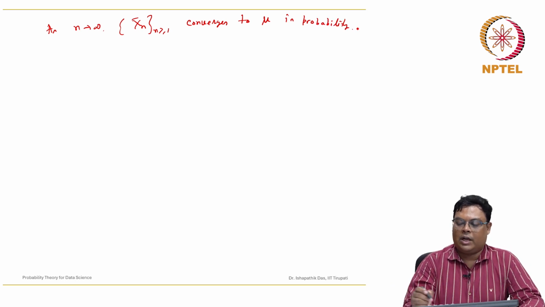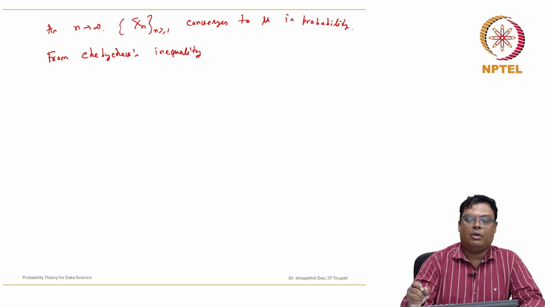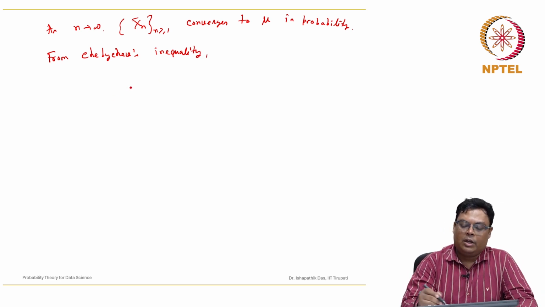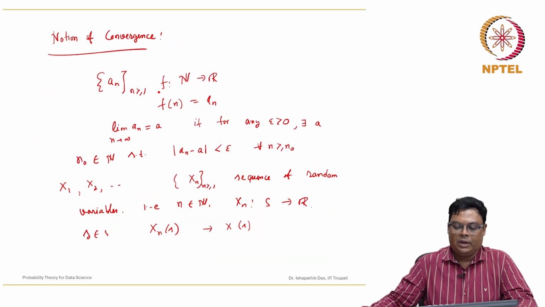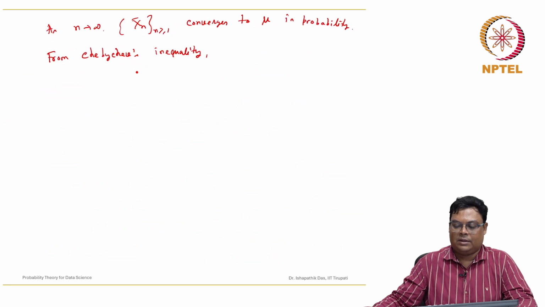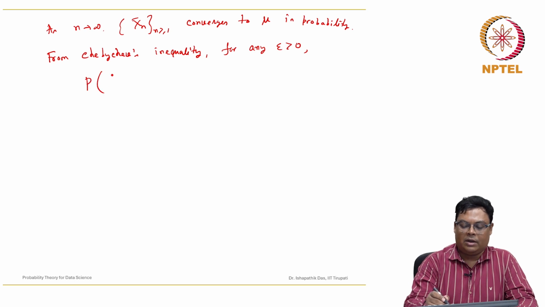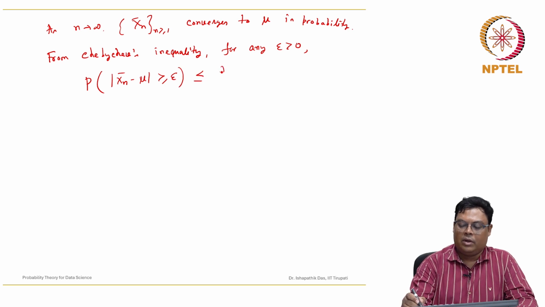So, how can we show that? Note that we use the Chebyshev inequality. Let us recall it. The Chebyshev inequality says that for any random variable x, the probability that the absolute value of x minus mu is greater than or equal to epsilon is less than or equal to sigma square by epsilon square, where sigma square is the variance. So for any epsilon greater than 0, the probability that the absolute value of xn bar minus mu is greater than or equal to epsilon is less than or equal to the variance of xn bar, which is sigma square by n, divided by epsilon square.